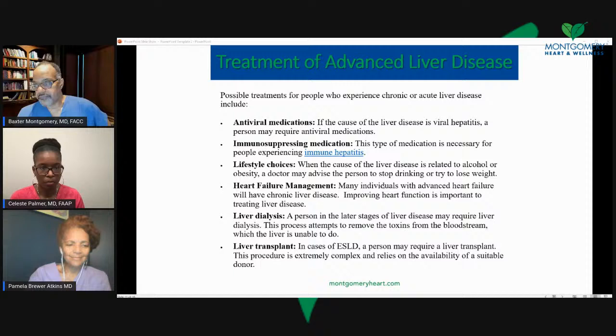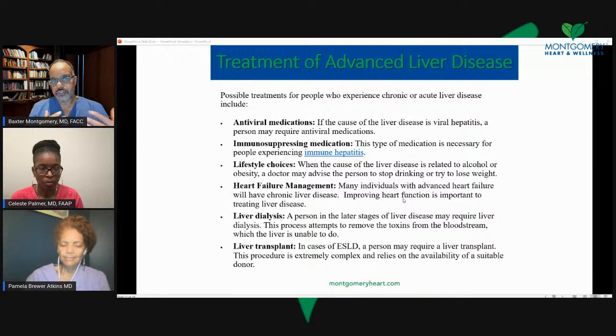And so heart failure management. Many individuals with advanced heart failure will have chronic liver disease. And again, that's the component that I talk about a lot or see a lot. The key thing is to improve heart function, but you can't just improve heart function in isolation because you really have to treat the whole body. Whatever you do for the heart, you need to do for the liver almost at the same time.